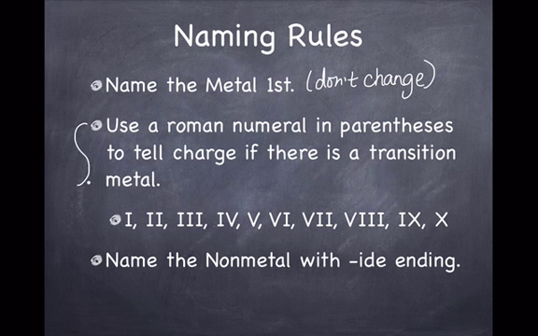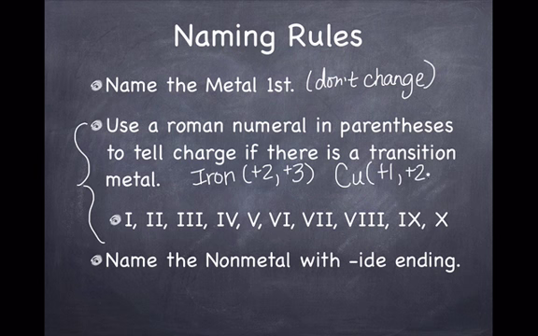This is the new part. If we have a transition metal, we're going to have to use a Roman numeral in order to tell the charge. Because if you look on the back of your laminated periodic table, under the cations list is all the transition metals, and you're going to see that some of them have more than one charge. For example, iron could be either a +2 or a +3. Or copper could be a +1 or a +2.